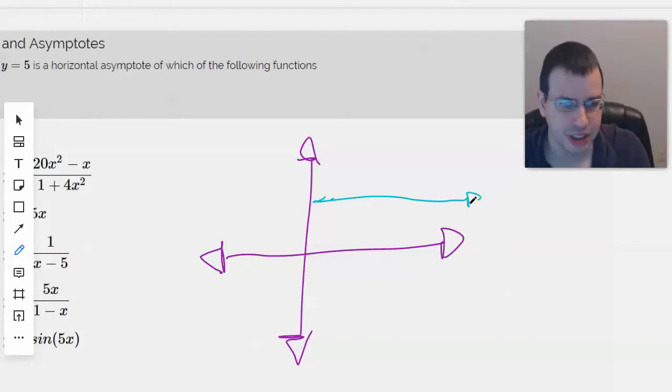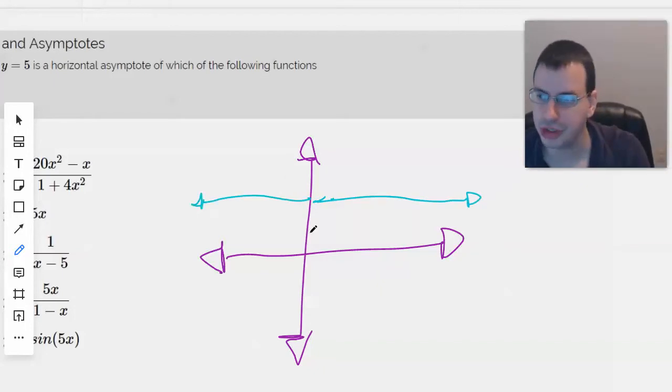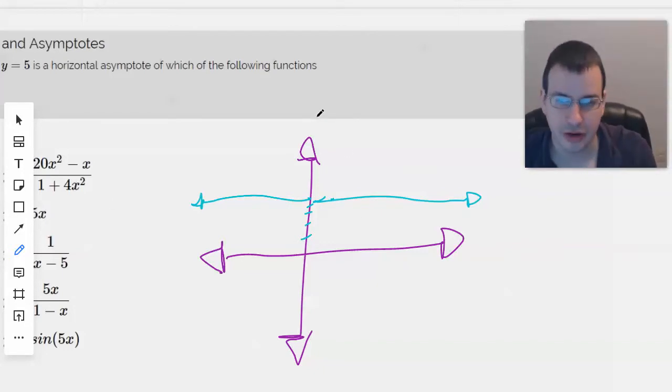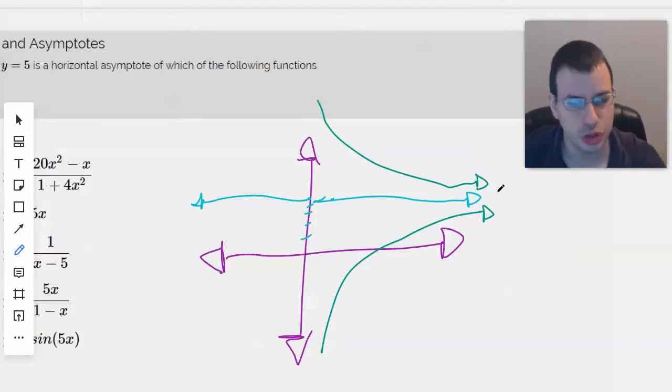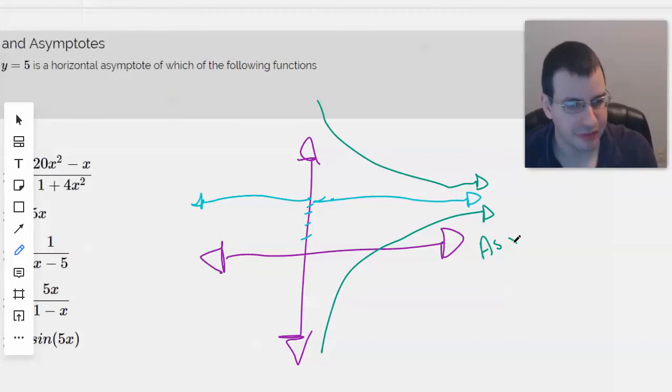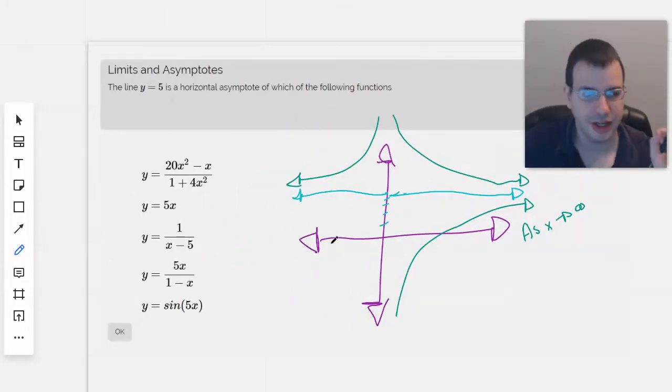So we're going to assume that this is the horizontal asymptote, 1, 2, 3, 4, 5. And we have a function that looks kind of like this, and it goes off forever. Maybe like this, it goes off forever. And it gets closer and closer to y equals 5 as x approaches infinity. It could probably be negative infinity as well. So we want to find something that as it goes to infinity, it approaches 5.